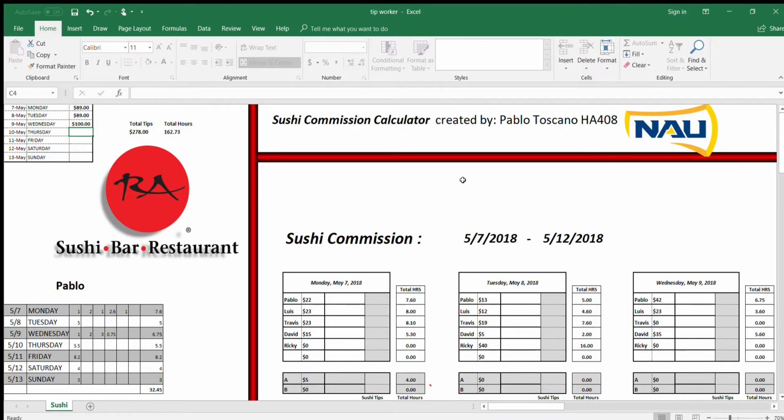Maybe $100 on Wednesday. $120 on Thursday. We did very well on Friday. Saturday we even did better. Let's just say $210. And Sunday we get down to $160. So what this does here, it accumulates how much tips have been awarded for that week. That number there should match what the in-house numbers are. If it doesn't, then obviously you go back and check those numbers.